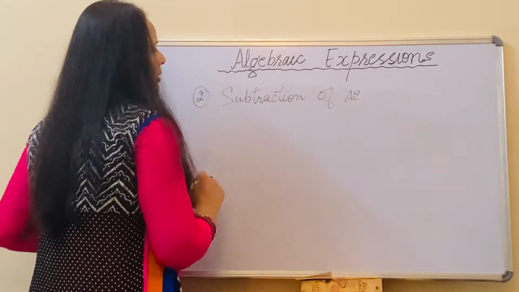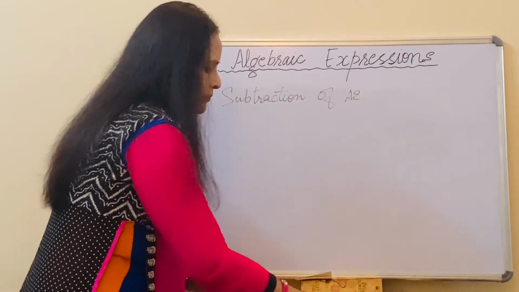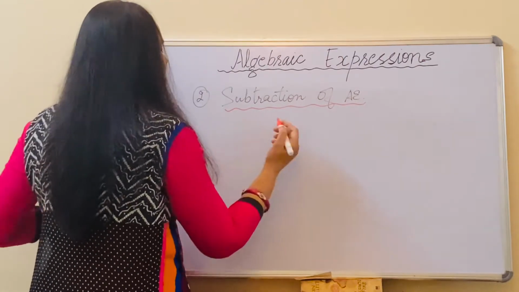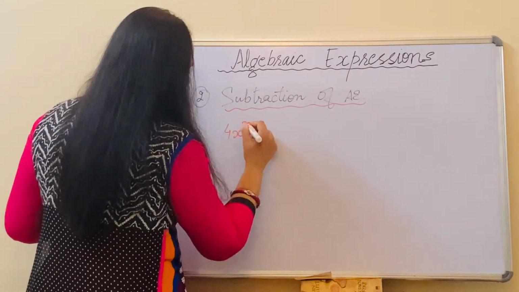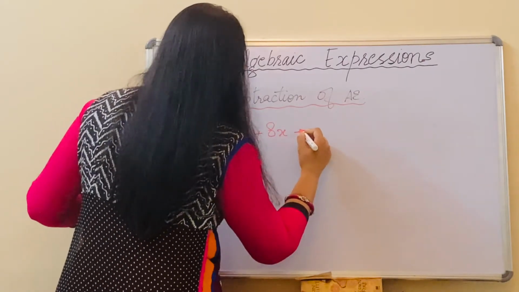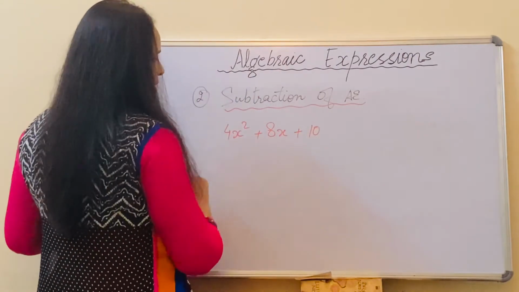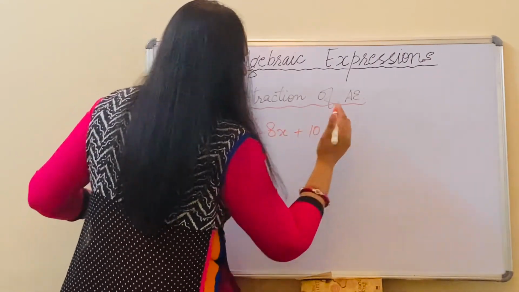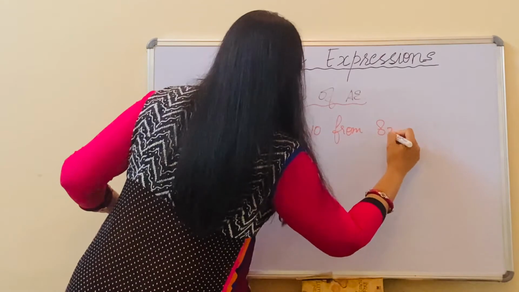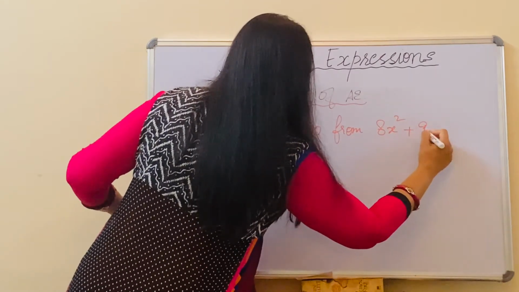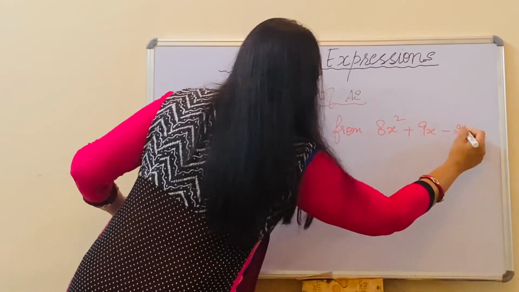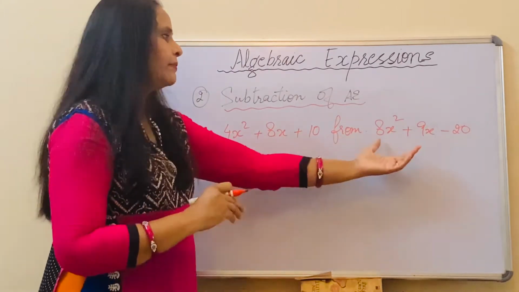A is for algebraic expression. Now how can we subtract these? Writing again two algebraic expressions, that is 4x square plus 8x plus 10. This is first. Now we have to subtract this from 8x square plus 9x minus 20. Okay, these are two algebraic expressions.